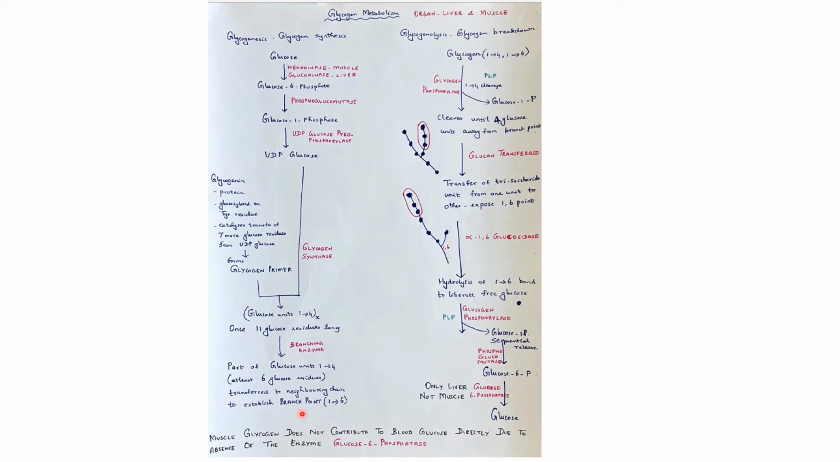Again, it establishes a branch point. Then again, more UDP glucose, glycogen synthase enzyme, branching enzyme. The cycle keeps on repeating, and that is how glycogen is formed as a highly branched structure. This is the pathway of glycogen synthesis.